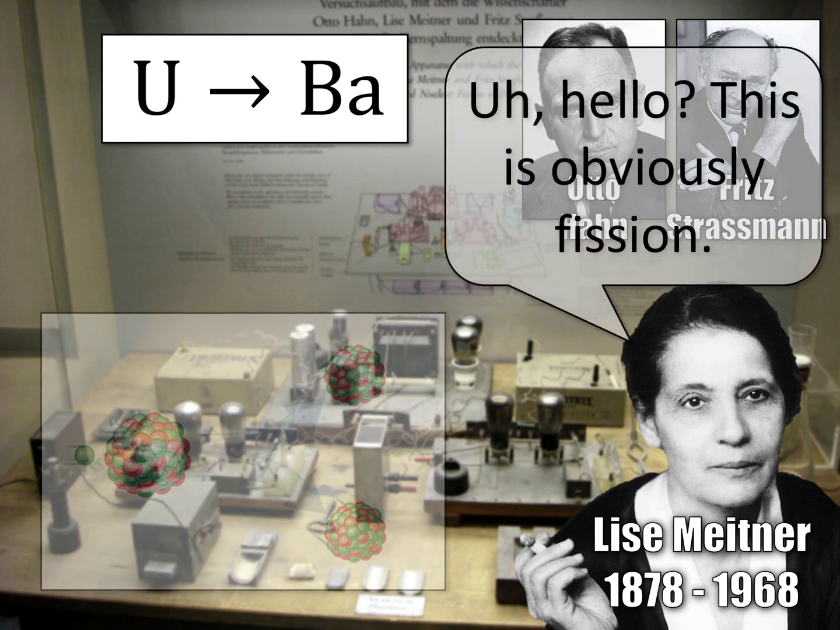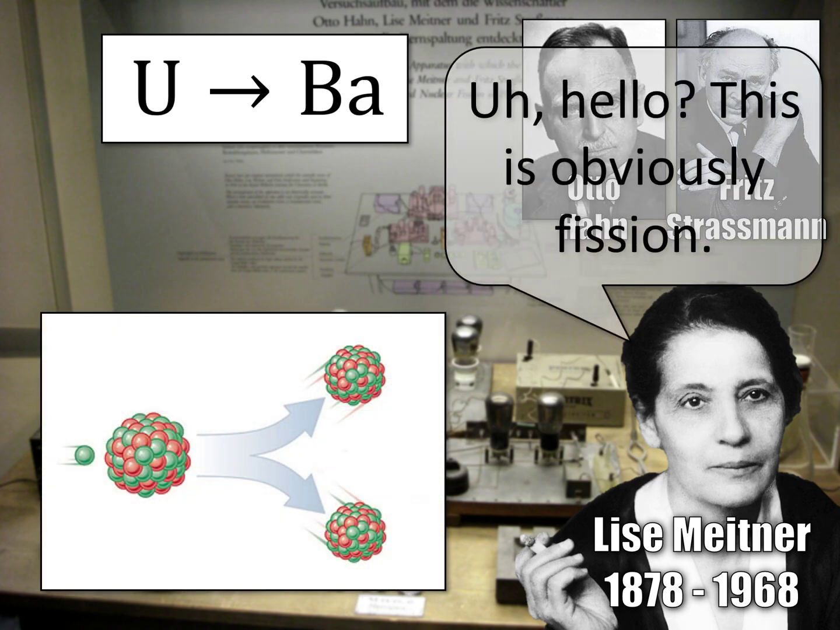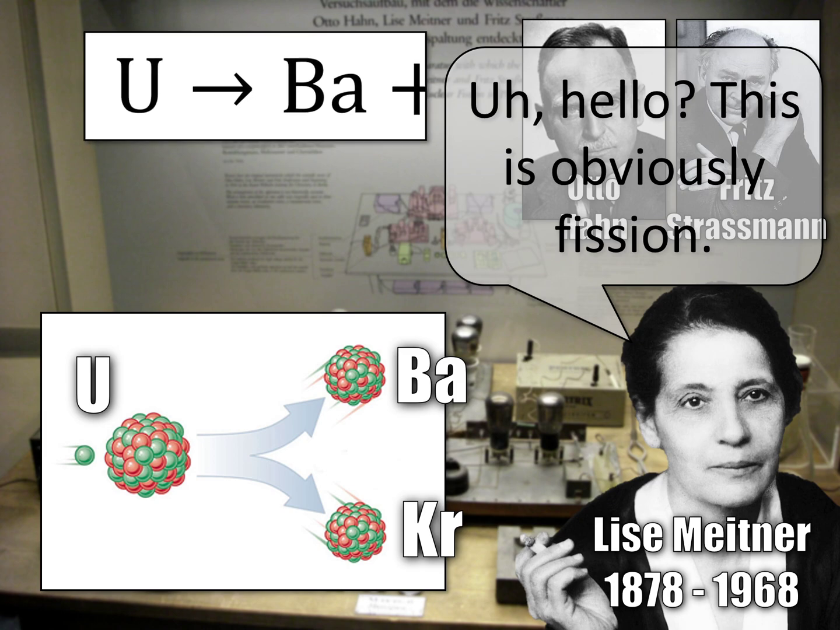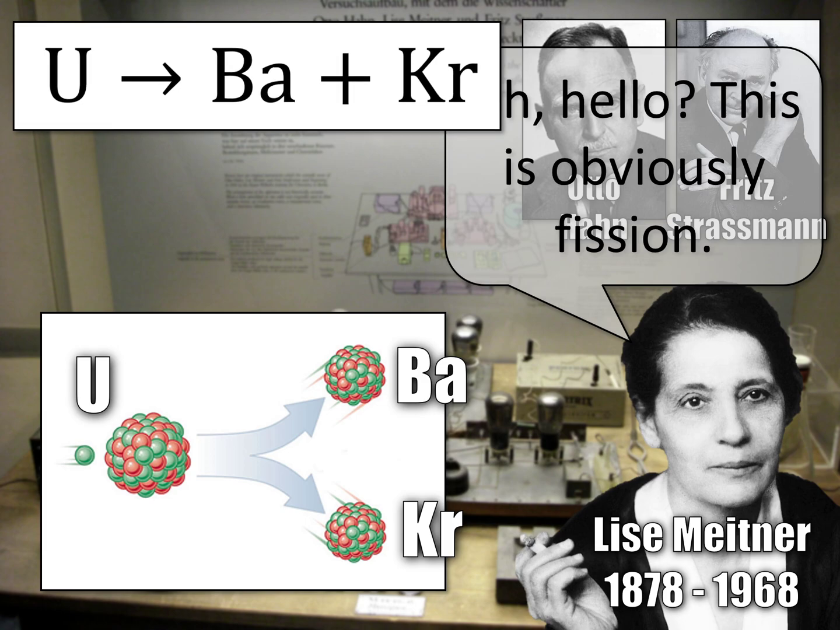And Lisa Meitner took one look at the results and said, hello, this is obviously fission. The uranium nucleus is being split apart by the neutron. It's not getting heavier, it's actually breaking into smaller pieces. The reason you found barium was because it used to be uranium. It was broken apart into two fragments. This was the discovery of nuclear fission.